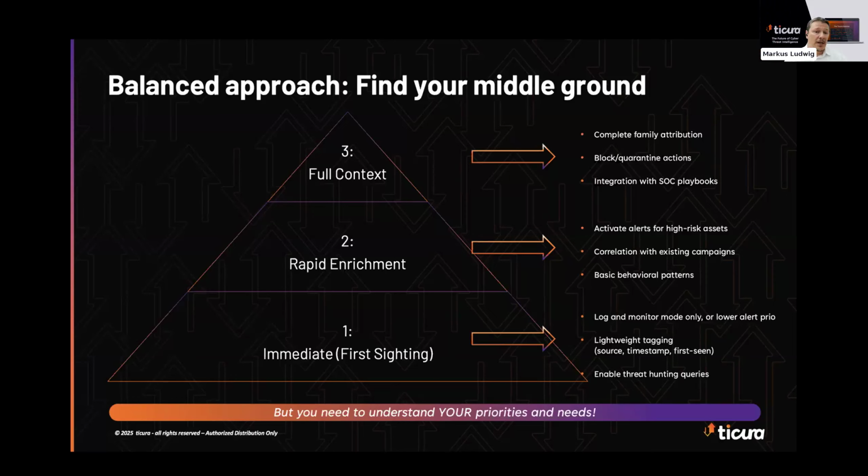And the third one is, as soon as you have full context, you can use that intelligence for full automation, like in playbooks or, yeah, block, quarantine. That is one of those approaches that you typically can find.